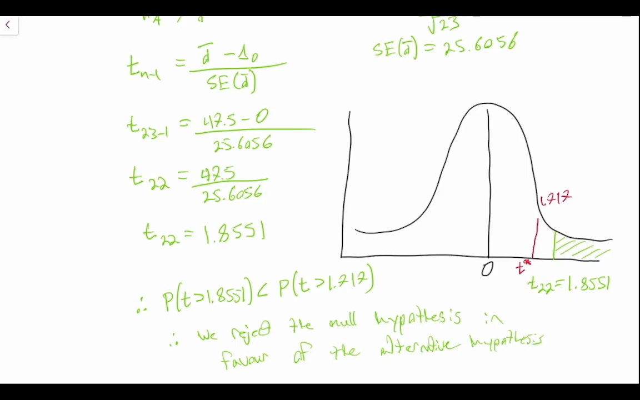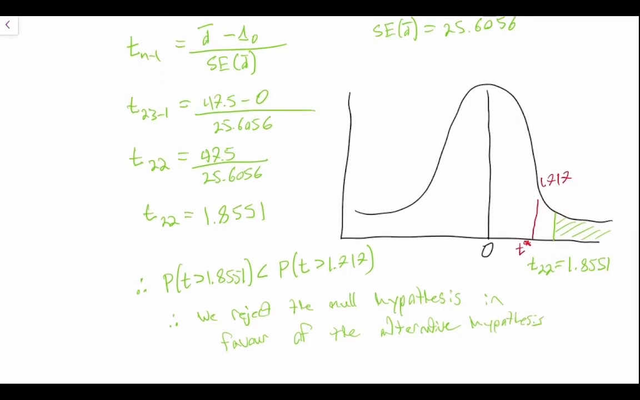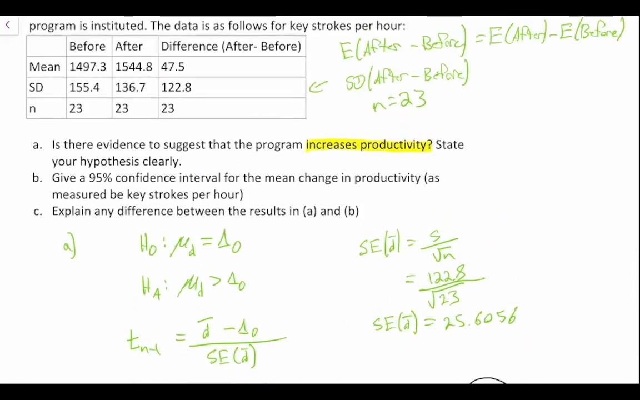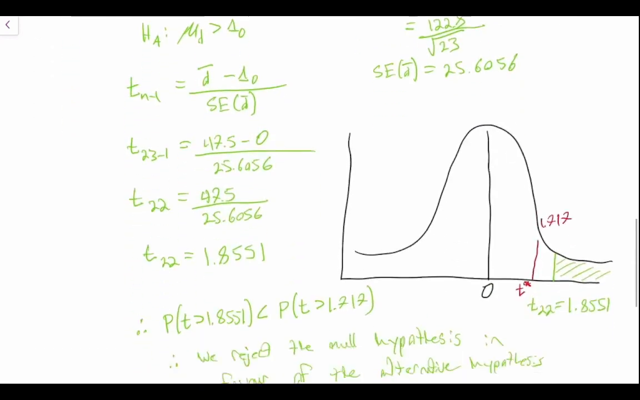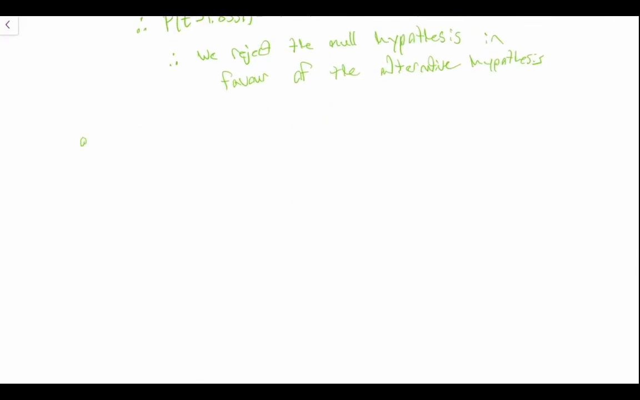In other words, there is sufficient evidence to support the claim that the program increased employee productivity. Okay, so we've done A. Now we're going to look at B and say, okay, give the 95% confidence interval for the mean change in productivity as measured in keystrokes per hour. So our equation for our confidence interval is going to be d bar plus or minus t star at n minus 1 degrees of freedom times our standard error of d bar.